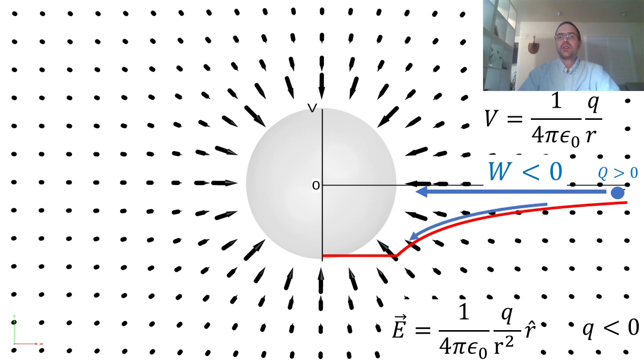Again, the positive charge tends to minimize its electrical potential. If I move the positive charge away from the negatively charged shell, the electric potential increases, the electric potential energy increases, and I need to provide positive energy to move it.